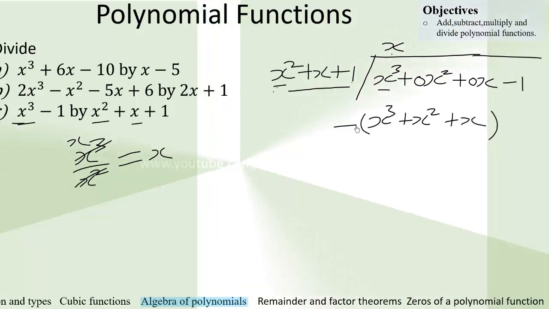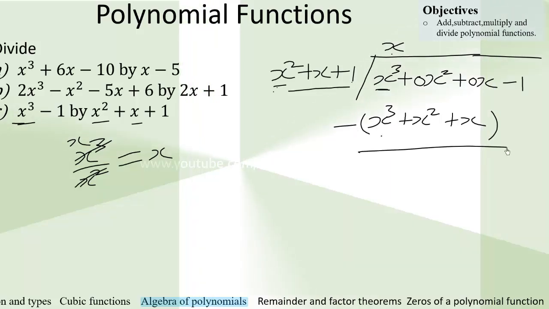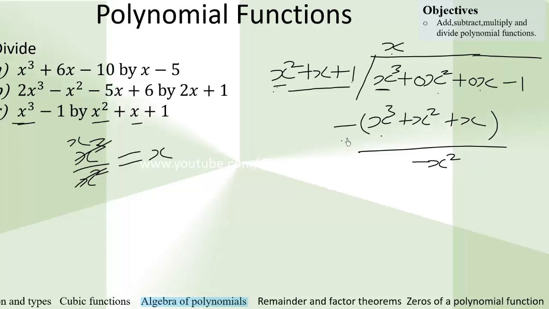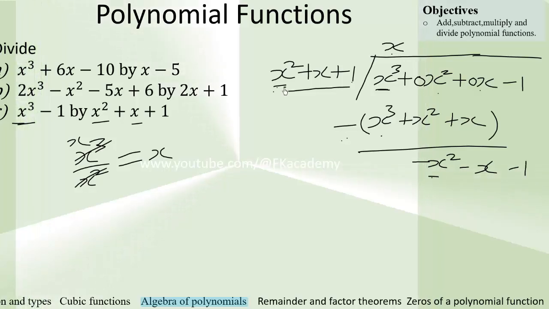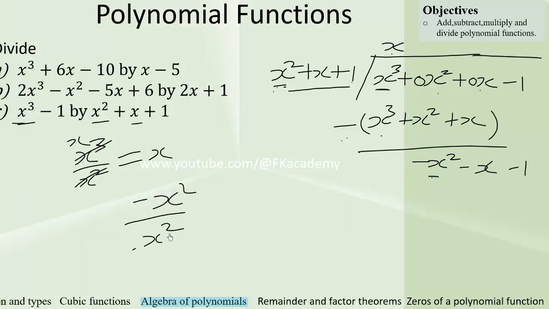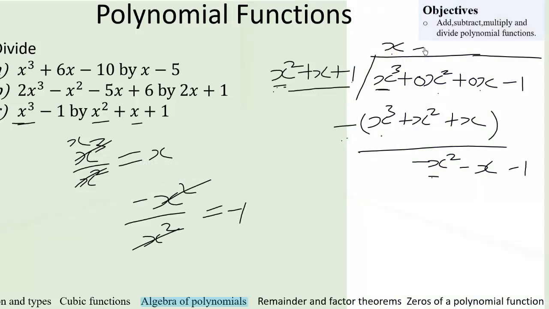So now we do the subtraction. x cubed minus x cubed will be 0. Then 0x squared minus x squared will be negative x squared. Then we have 0x minus x will be minus x. Then we can now drop the negative 1 here. So we divide this one by this. So negative x squared divided by x squared. This will go here 1, so we're going to get negative 1. So we put negative 1 here.